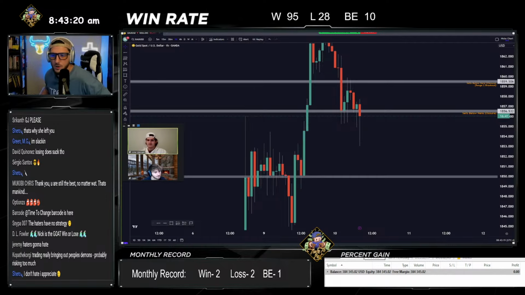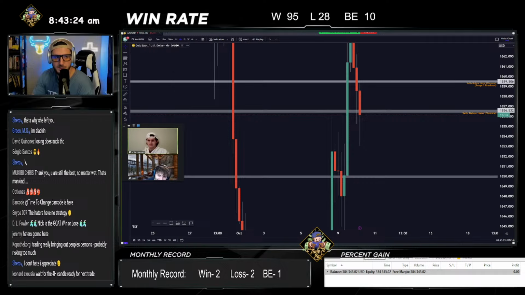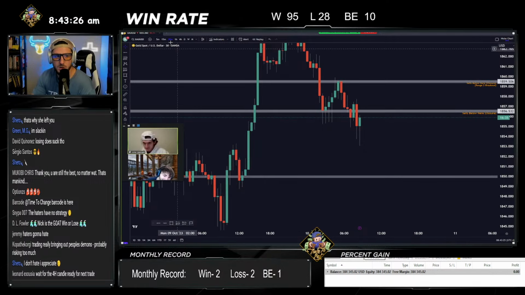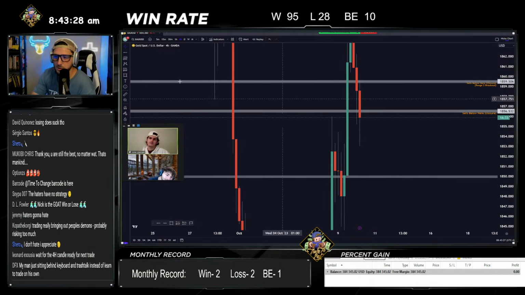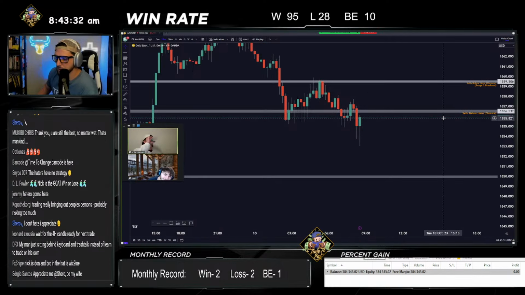Give me a minute. I'm gonna get some more water, and then we'll see how the 4-hour candle closes here, and see if we want to do anything else here today. If not, we'll call it a day. But we'll wait for the 4-hour close here in 15 minutes, and then we'll see where we're at that point.